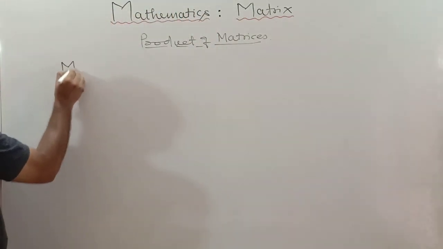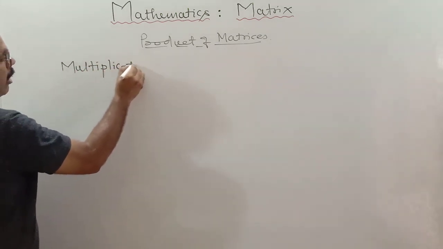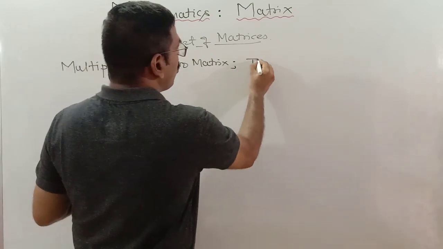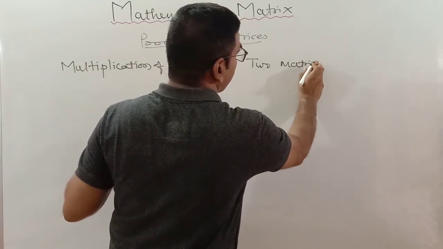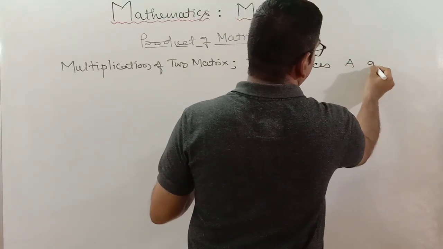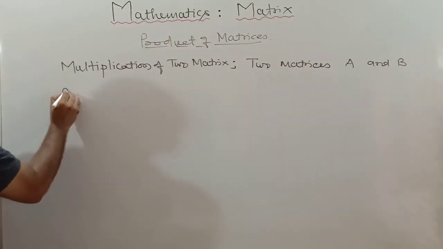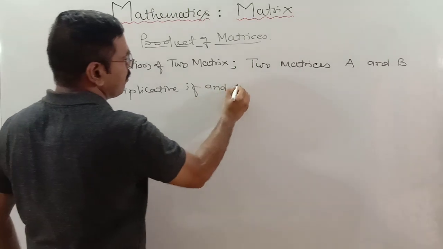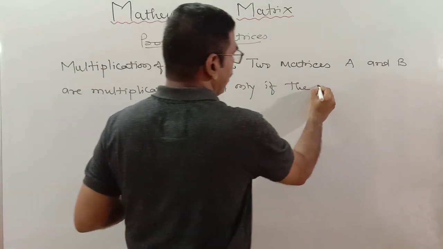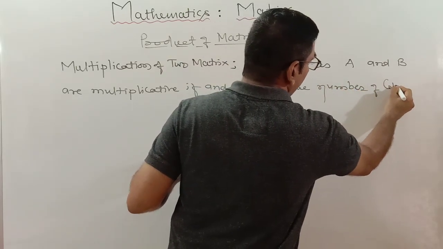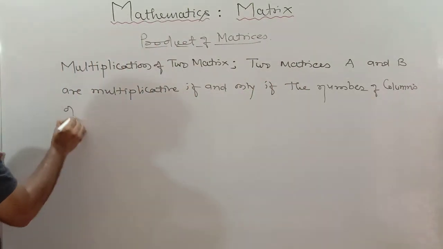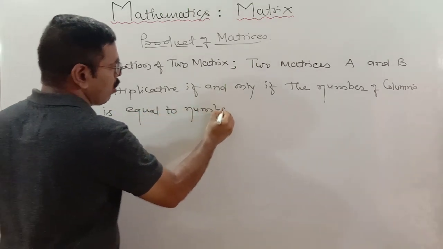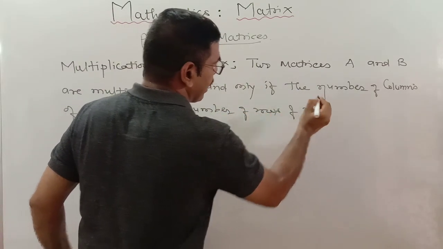How? See, two matrices A and B are multiplicable if and only if the number of columns of the first is equal to the number of rows of the second. How is this?